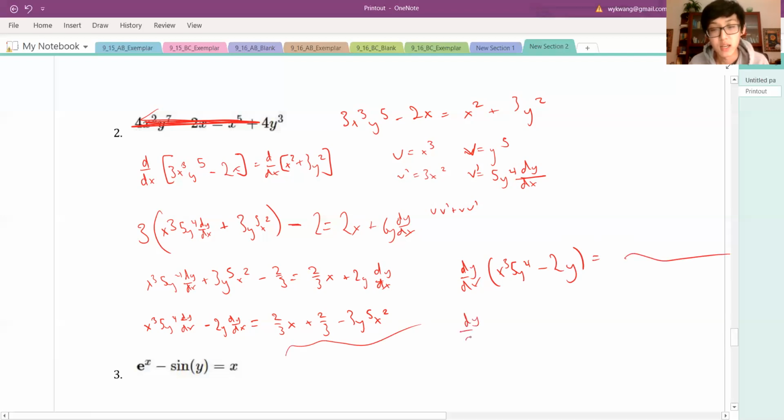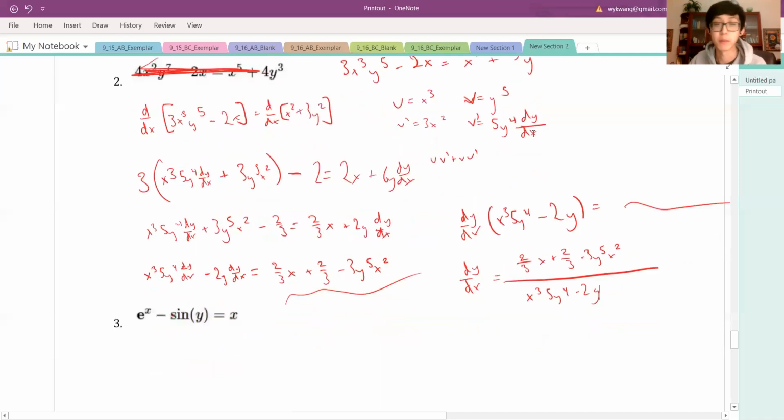So then dy over dx is equal to 2/3 x plus 2/3 minus 3y to the 5th x squared, but then I divide this all by x cubed 5y to the 4th minus 2y. Kind of complex, but yep. Remember here we had to use a power rule, and then within the power rule we had to do the whole implicit differentiation chain rule thing, multiplied by dy dx.